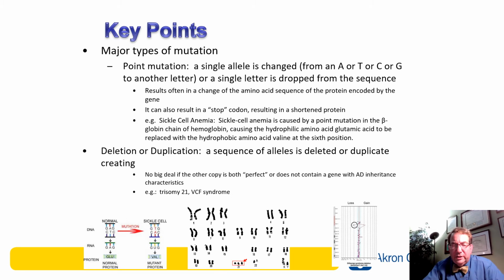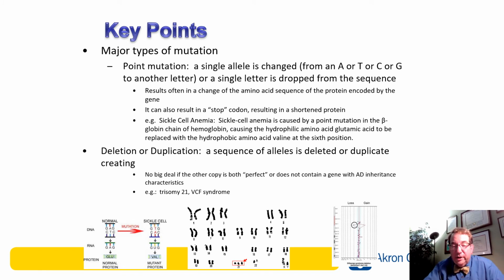And just as an example, sickle cell anemia is a disease caused by a point mutation in the beta globin chain of hemoglobin, causing an amino acid, glutamic acid, which is hydrophilic, to be replaced by the hydrophobic amino acid valine in the 6th position. So essentially all sickle cell anemia is caused by this one specific point mutation.